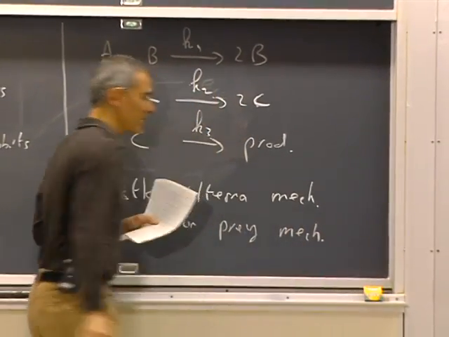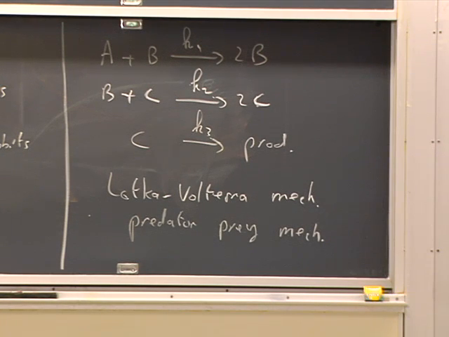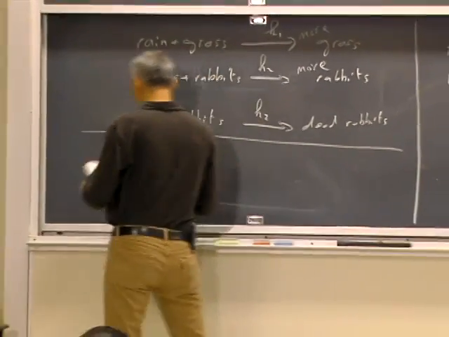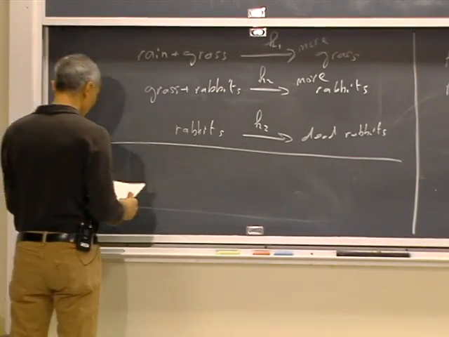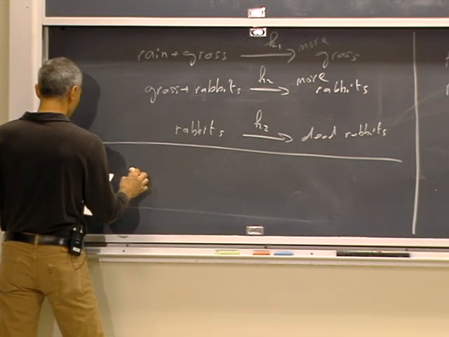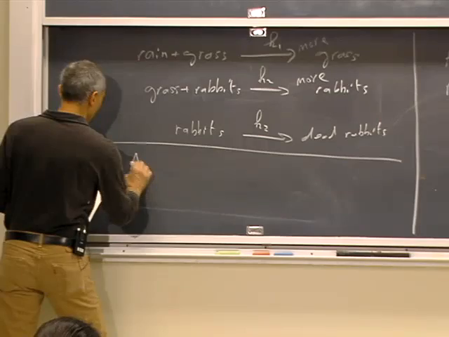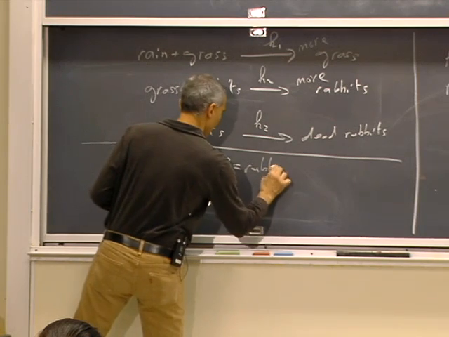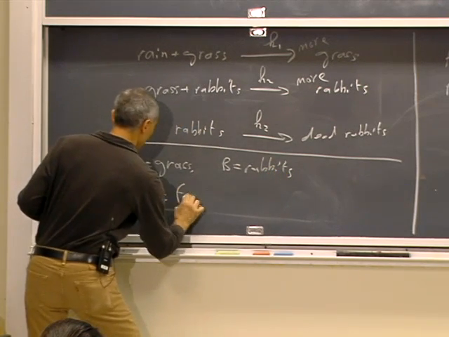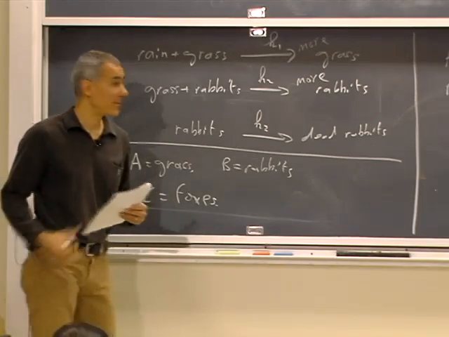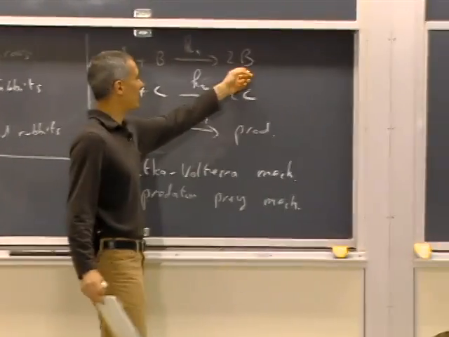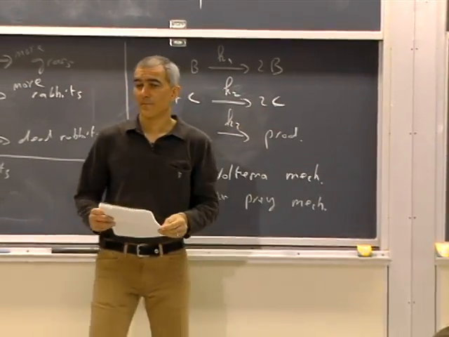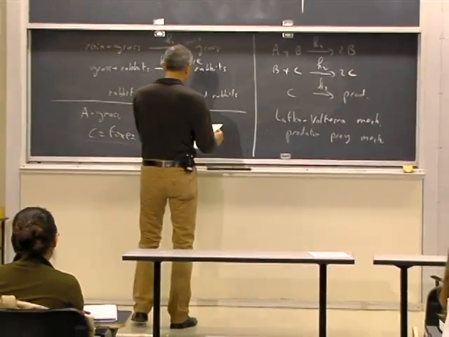In my case here, I made it sort of warm and fuzzy. I didn't have a predator in there. But you could change this. Instead of having rabbits and grass, you could have rabbits and foxes, right? If you take A to be the grass, B to be the rabbits, and C to be the foxes, it works the same. You have grass plus rabbits makes more rabbits. Rabbits plus foxes make more foxes. Eventually, the foxes die off. Same idea. OK, so now let's solve this.